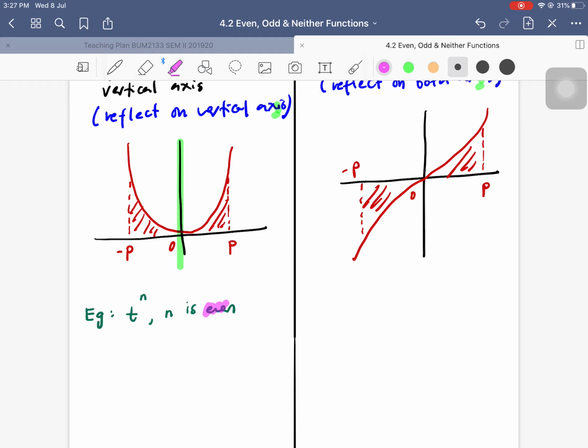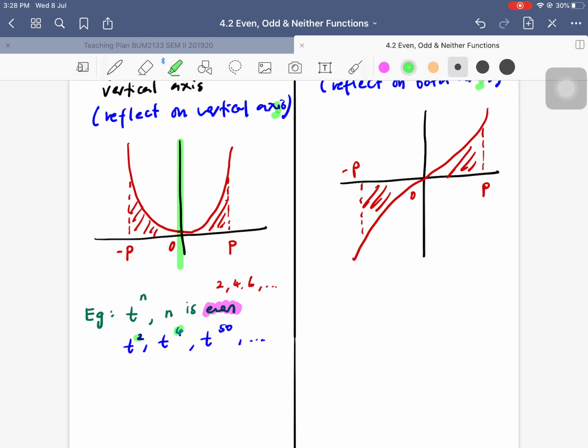Okay, and n is an even number. You know what an even number is, right? Even numbers are numbers that are multiples of 2. Like 2, 4, 6, which is called nombor genap in Bahasa Melayu, in Malay. So any number that is a multiple of 2 is called an even number. For example, if I have t to the power of 2, t to the power of 4, t to the power of 50, those are going to be examples of even functions.